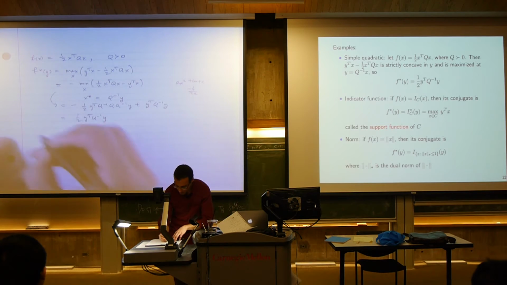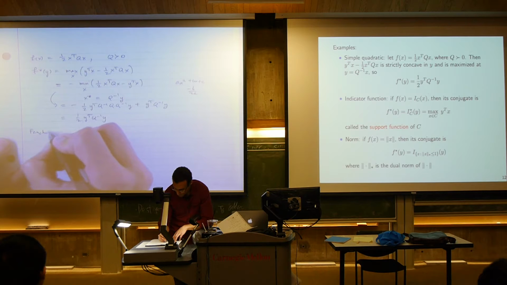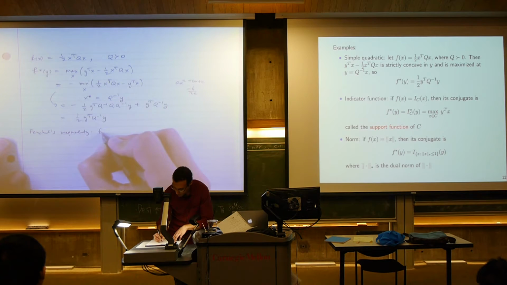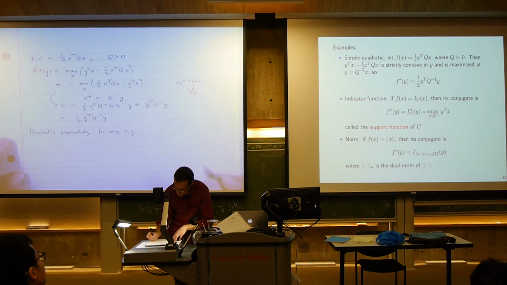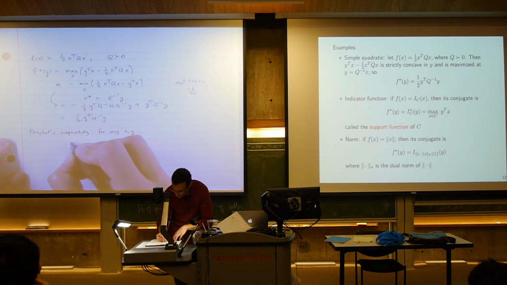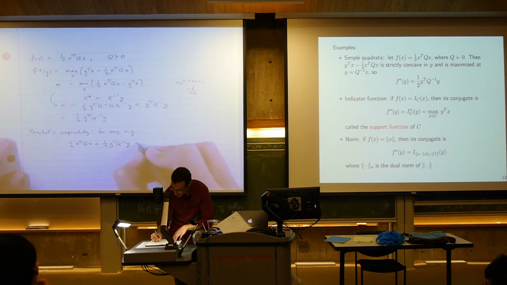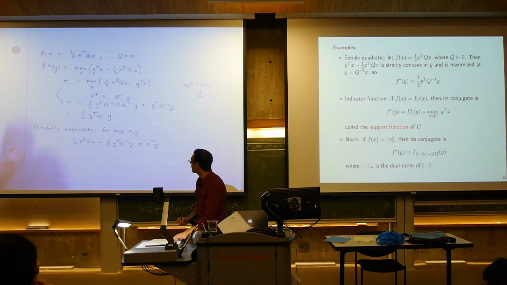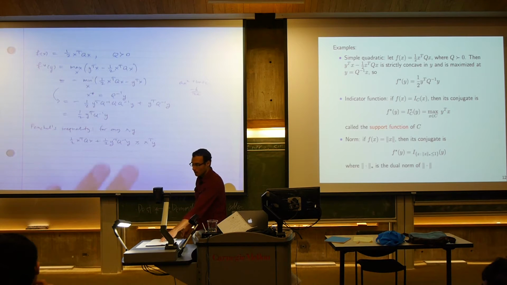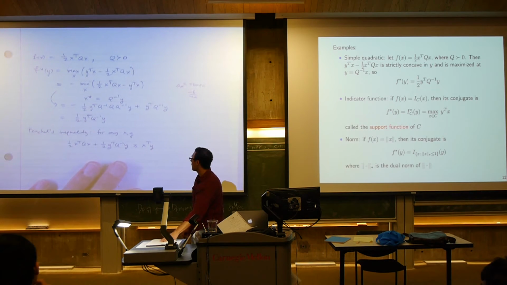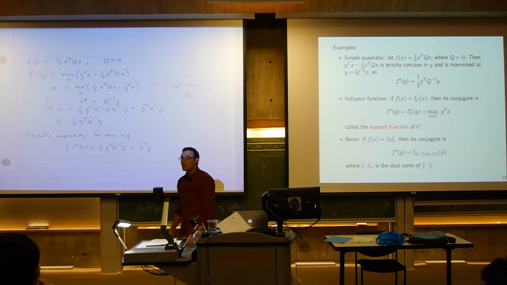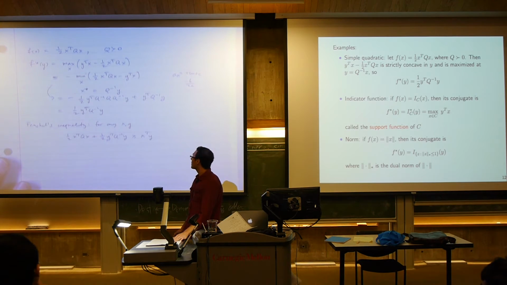Fenchel's inequality then, this is kind of interesting. Fenchel's inequality, what does it tell us? That for any x and y, if I have f of x, which is this, plus f star of y, which is this thing, it is bigger than or equal to x transpose y. It's a pretty non-trivial inequality, right? In fact, I haven't really seen this. Maybe you can prove this from first principles, but I haven't seen this in really many other contexts than conjugates.